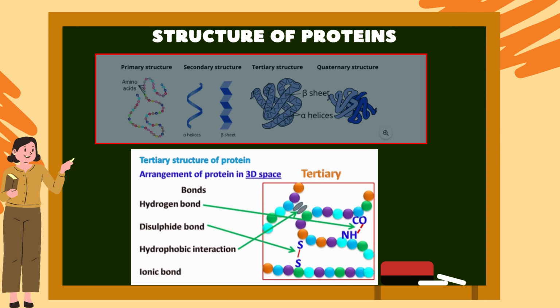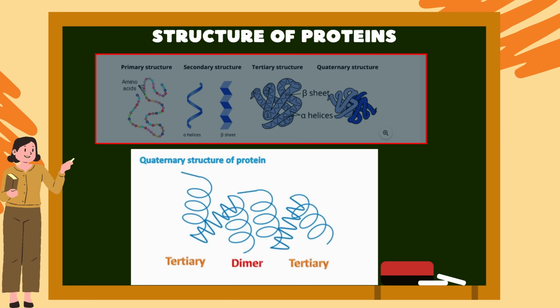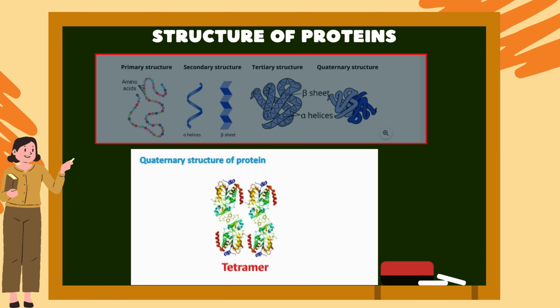Quaternary structure of proteins. The proteins having tertiary structure can further interact with other tertiary structure proteins to form dimers, trimers, tetramers and so on. The structure so formed is called quaternary structure. Most of the proteins in the cell have the quaternary structure.